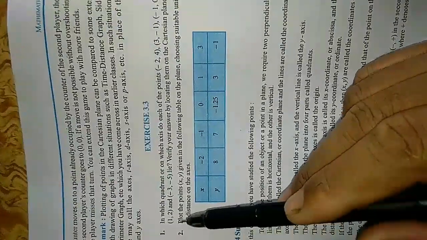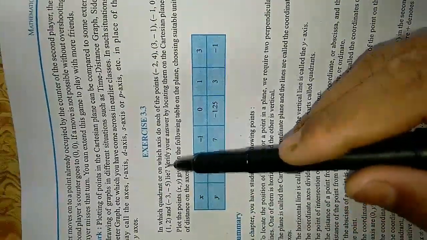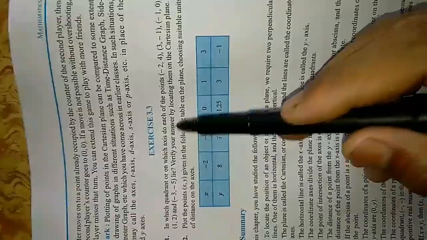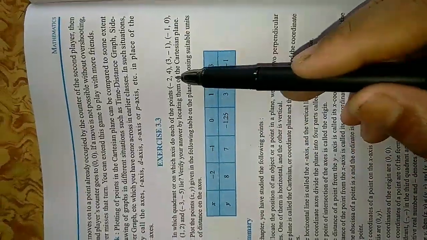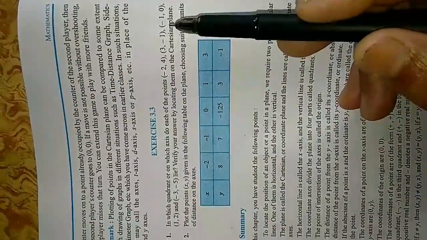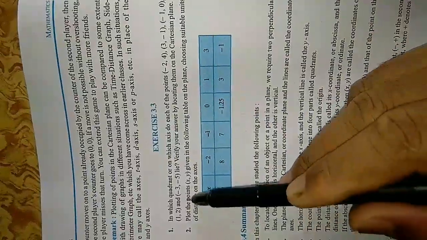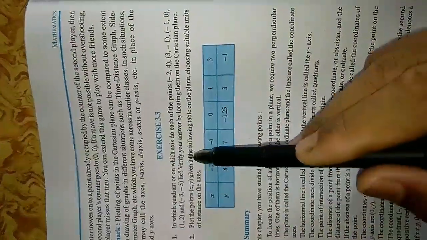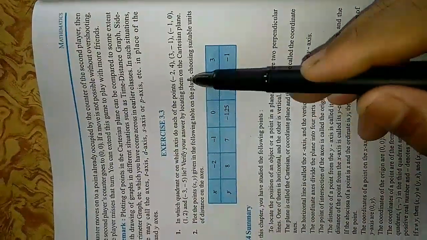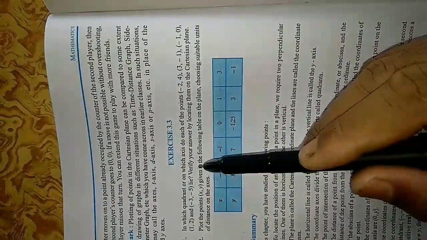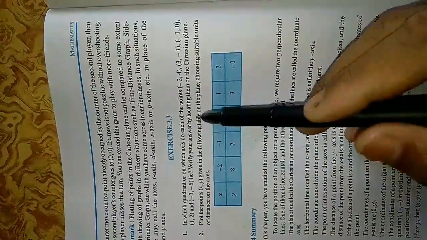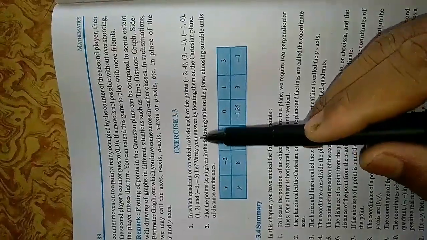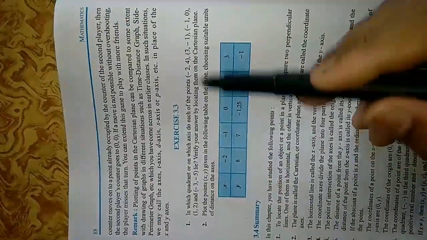Now we'll start exercise 3.3. Question number 1. In which quadrant or on which axis does each of the points -2, 4; 3, -1; -1, 0; 1, 2; and -3, -5 lie? Verify your answer by locating them on a Cartesian plane. Before that, we'll discuss how to observe in which quadrant the points lie.